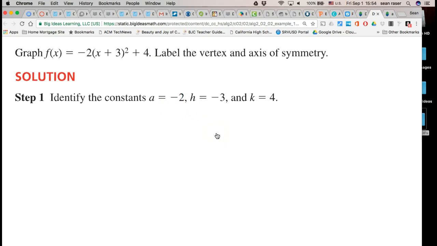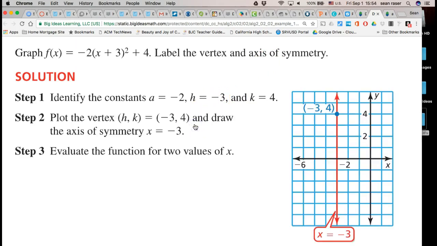So what this tells us is that our vertex is at the point -3, 4, and our axis of symmetry goes through the line x equals -3. So here we've got our axis of symmetry. Here's our vertex, -3 and 4, and our axis of symmetry is the vertical line that goes right through it at x equals -3.